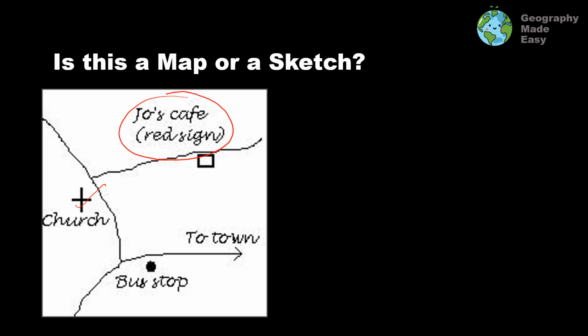Now this map is not a map, and the reason why it is not a map is because there is no scale. So these kinds of maps are called sketches.